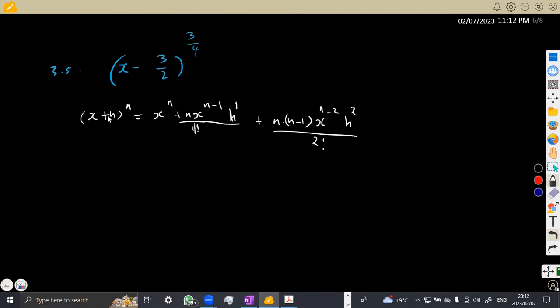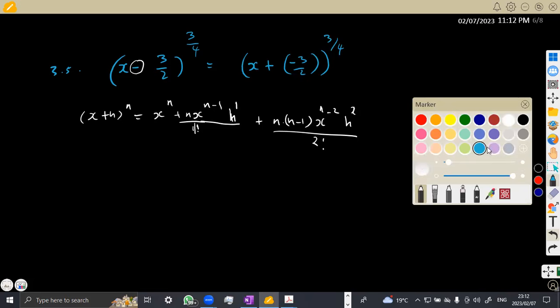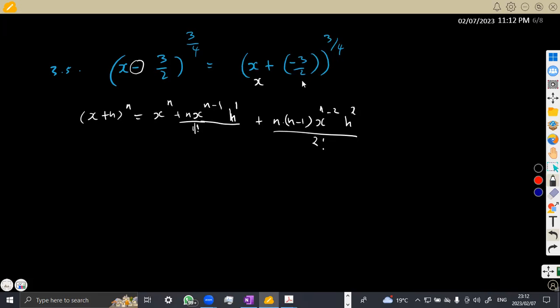So if you can write in terms of x plus, it's easier. So you can just try to avoid the minus and rewrite this question as (x + (-3/2)) like this to the exponent of 3 over 4. So that means we have got our x here, we have got our h here. So what is the question actually referring to? The first part is x to the exponent of n, which is 3 over 4, so that's x^(3/4).